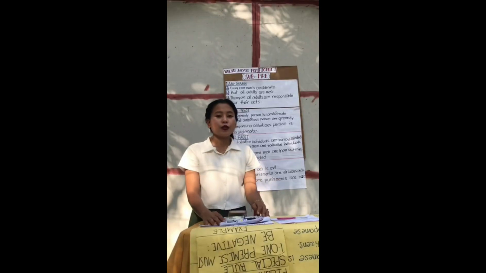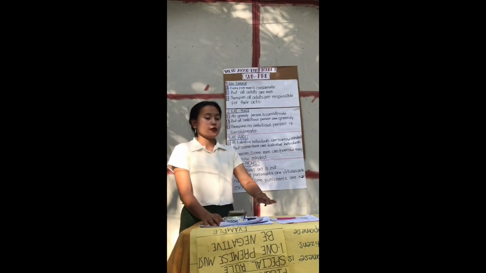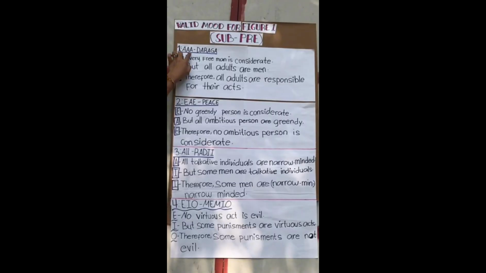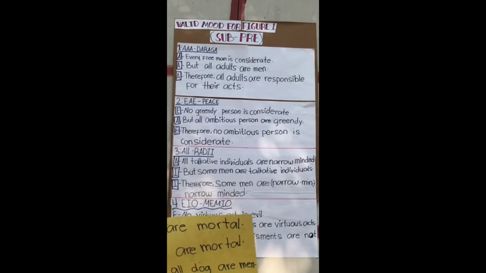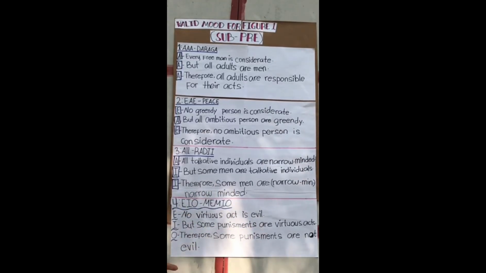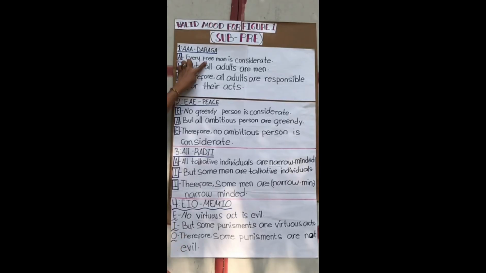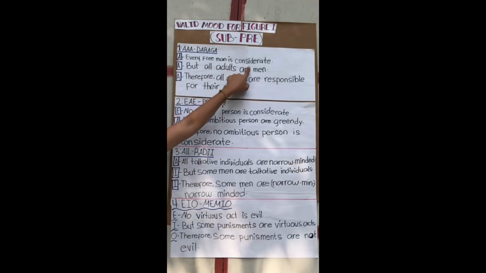Proceed na naman tayo sa valid mood natin. Ito yung example ng valid mood natin. So, AAA for Darapti, EAE for Celarent, EII for Ferio, and EIO for Festino. So, dito sa AAA natin, yung major premises, minor premises, and yung conclusion natin is particular siya lahat. Nilalahat mo talaga.